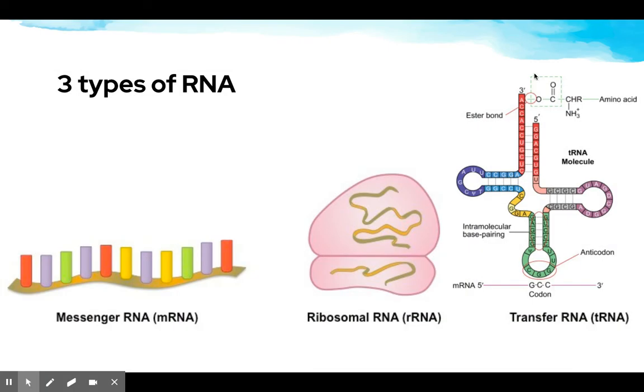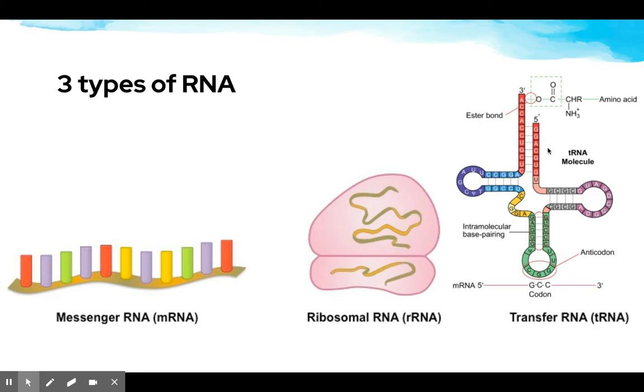And this is just a picture. So we have our mRNA. This looks very similar to our DNA. It's basically just the sequence of base pairs. Our ribosomal RNA is what forms our ribosome. So we have a large part of our ribosome, and then we also have the smaller portion. And then here's our tRNA.